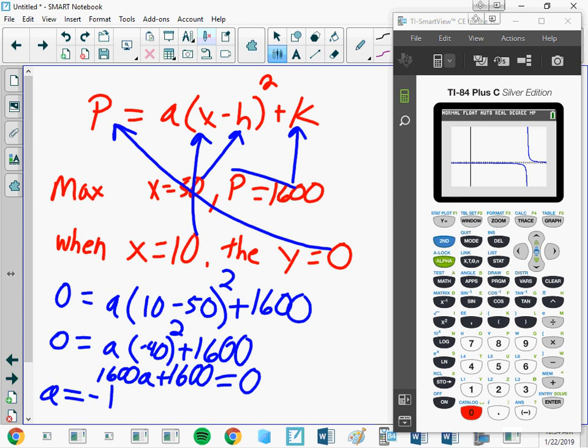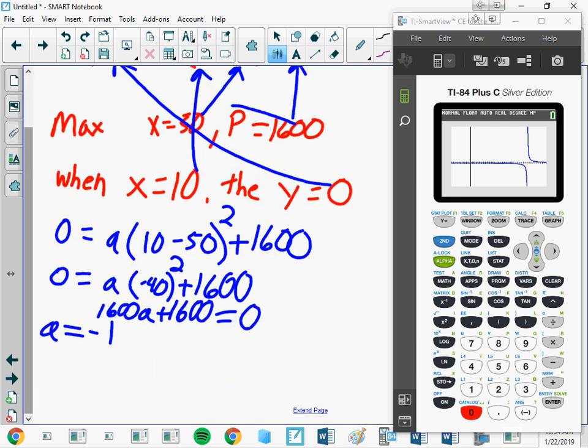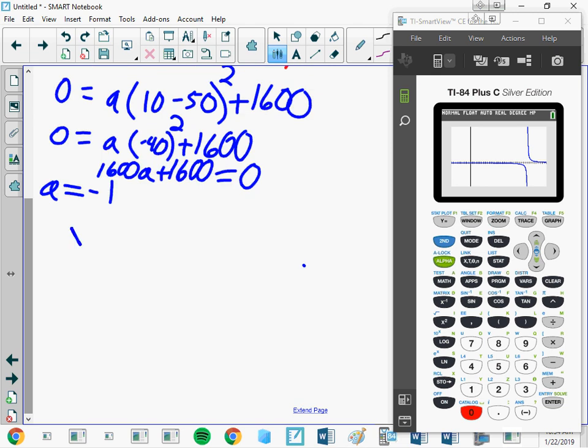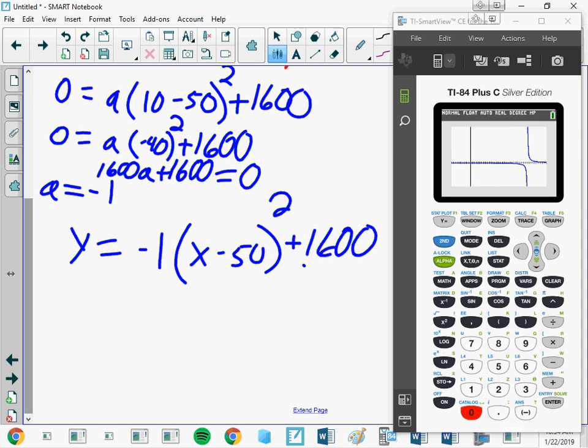Now what do I do? I put negative 1 in front of the A and put what back in? Everything? Not the X and the Y, but I do want to put the H and K in. So y equals negative 1 times x minus 50 squared plus 1600. The other way to do it is to put 3 points in your calculator and run a quadratic regression, but then you have to complete the square. But it does work.